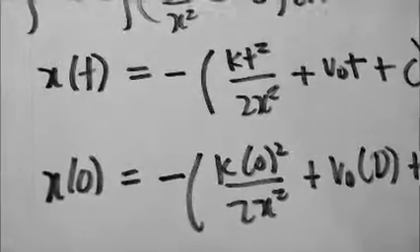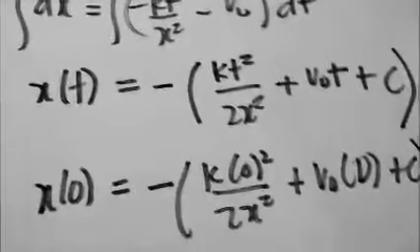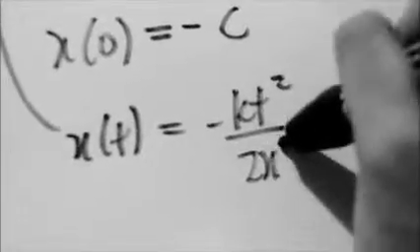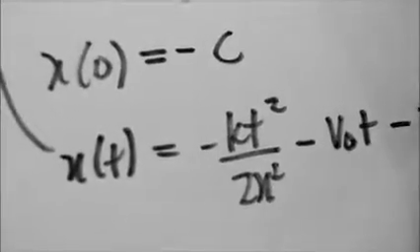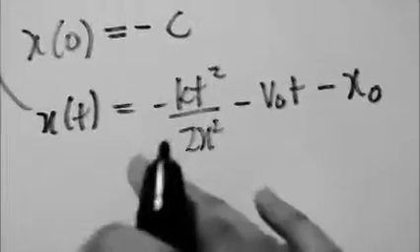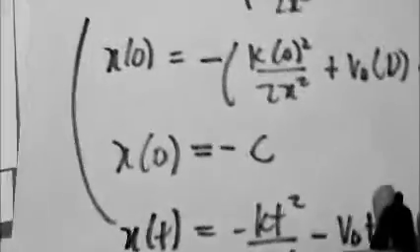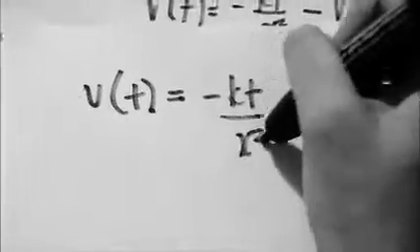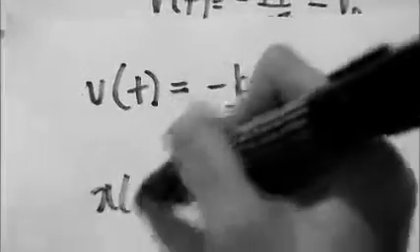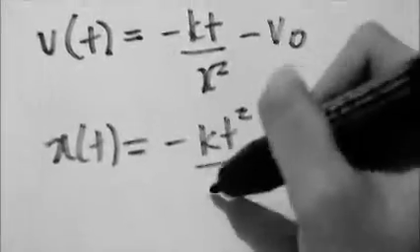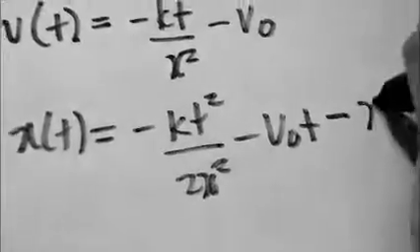Our c is just equal to x naught. So our new equation is this, distance as a function of time in A. So in A we have v of t equals negative kt over x squared minus v naught, and x of t is equal to negative kt squared over 2x squared minus v naught t minus x naught. So this is our functions in A.